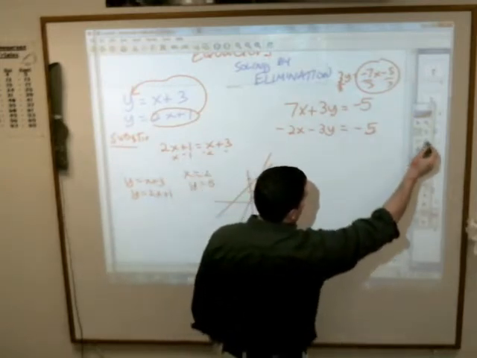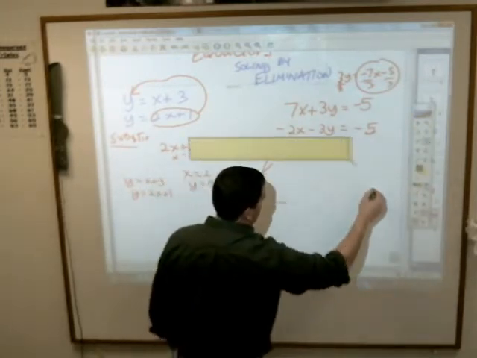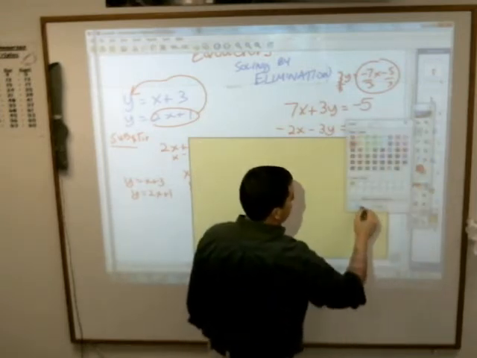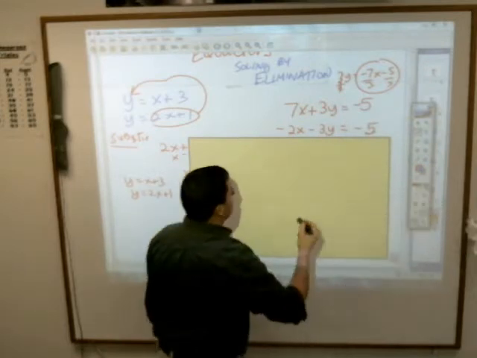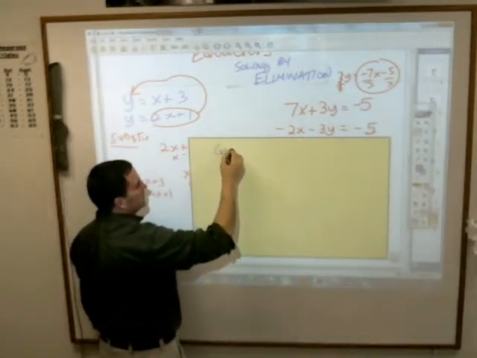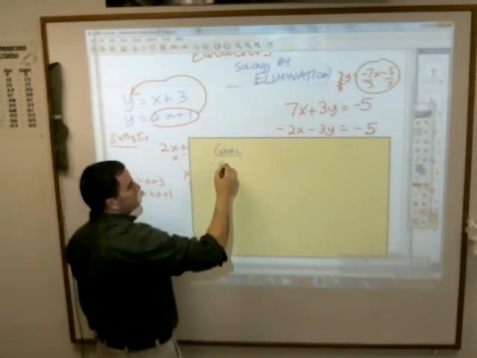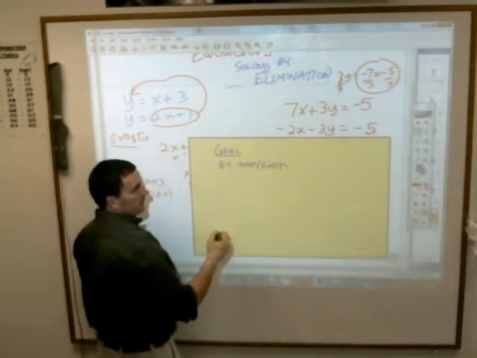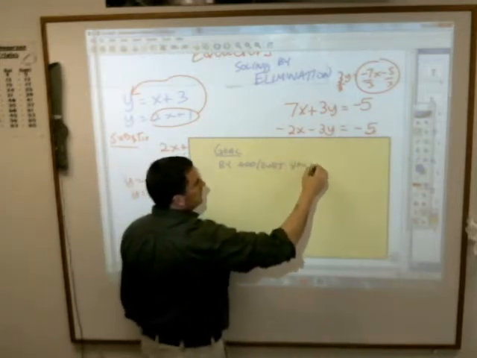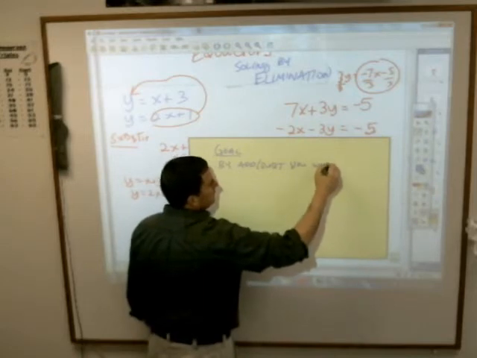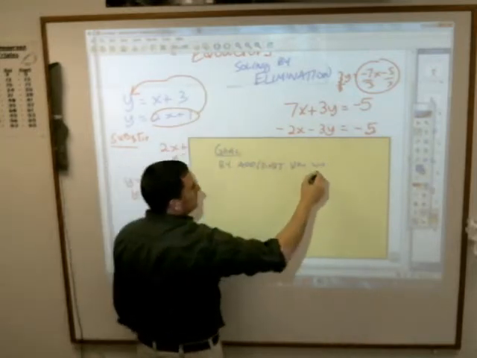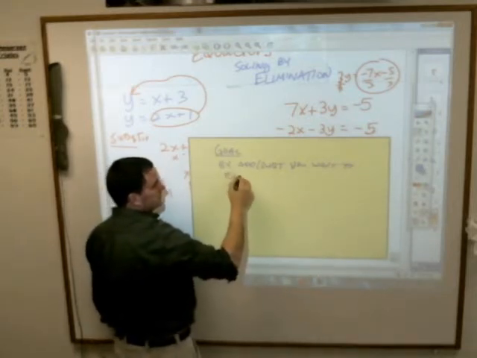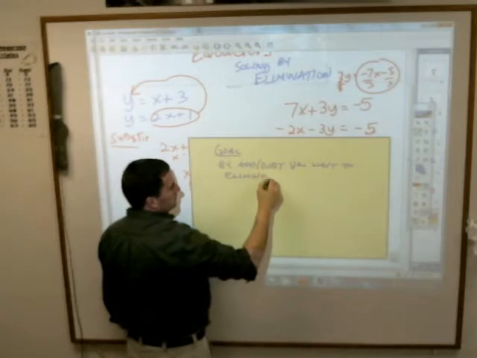Check this out. Elimination is just like it says. Your goal, by adding or subtracting, is that you want to eliminate one of the letters.